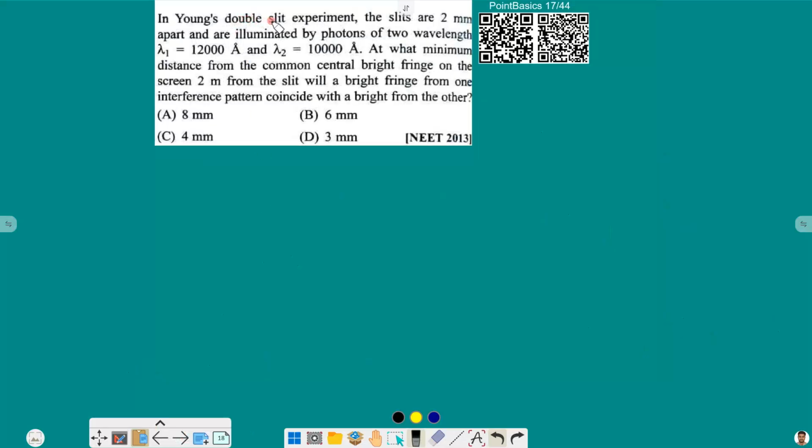In Young's double slit experiment, slits are 2 mm apart and illuminated by photons of two wavelengths, lambda 1 and lambda 2. At what minimum distance from the common central fringe on the screen, 2 meter from the slit, will the bright fringe of one of the interference pattern coincide with the bright fringe of the other interference pattern? So suppose n1 fringes of lambda 1 are equal to n2 fringes of lambda 2.